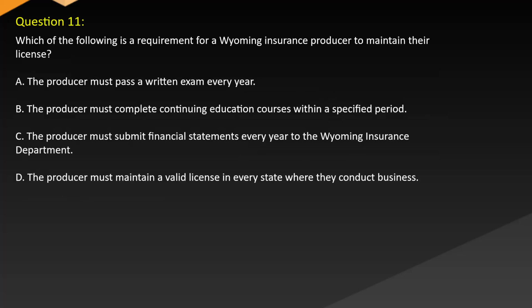Question 11. Which of the following is a requirement for a Wyoming insurance producer to maintain their license? A. The producer must pass a written exam every year. B. The producer must complete continuing education courses within a specified period. C. The producer must submit financial statements every year to the Wyoming Insurance Department. D. The producer must maintain a valid license in every state where they conduct business.